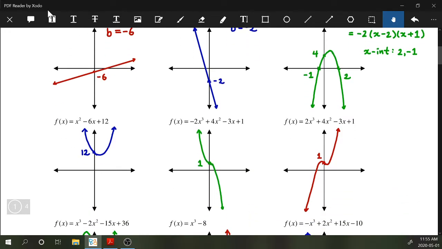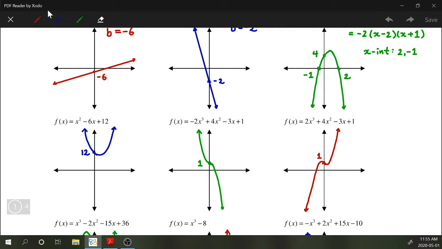Now, of course, sometimes you have quadratic functions that are not going to be factorable. We have x squared minus 6x plus 12. That's not going to be factorable. It is pointing upwards, and the entire graph is above the x-axis, so it has no x-intercepts. But we do know that the y-intercept is the constant value of 12.